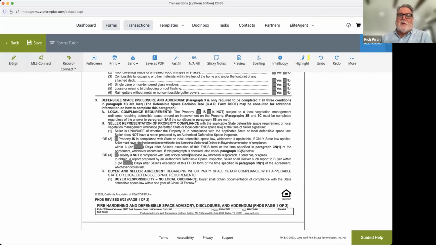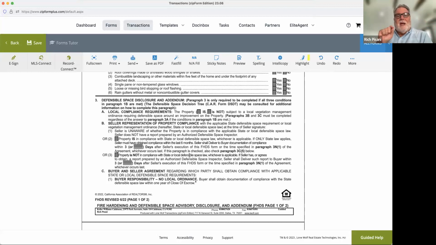So it gets to the defensible space disclosure. This is where people are tripped up. And I know that at the end of this, there is this decision tree thing, which I find so confusing, and it really is not helpful. I don't find it helpful. So I will explain this form as to how you should look at this form, okay, and counsel your seller. Okay.